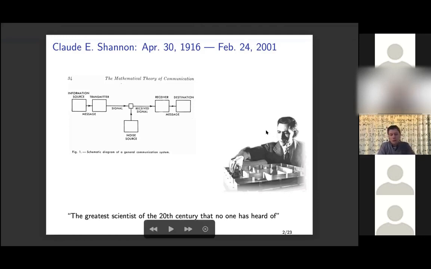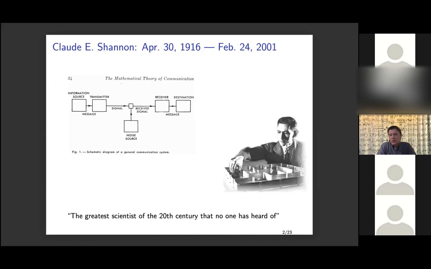So Shannon has been called the greatest scientist of the 20th century that no one has heard of. And as I said, I think most of you have heard of him. But if you ask the man in the street, probably that person has not heard of Shannon, while probably most people have heard about Einstein, for example. To some extent, you could argue that Shannon has been more important for our daily lives than Einstein has been, because Shannon's theory is behind basically all of the digital technology that we use these days, and in particular digital communication.